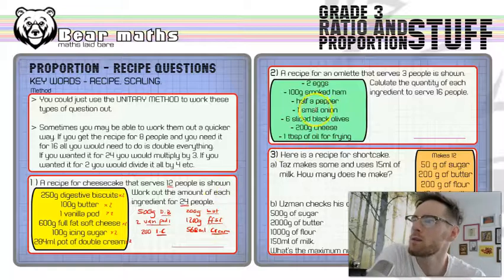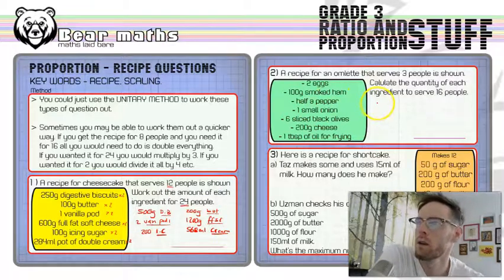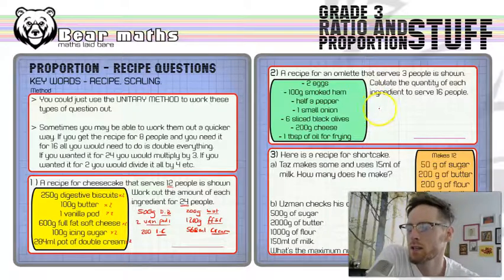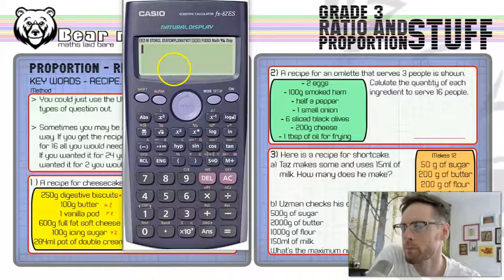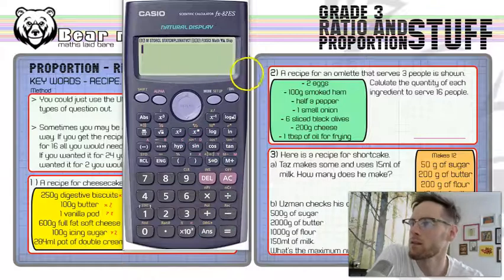Now, number 2, we've got a recipe for an omelette that serves 3 people and is shown. Calculate the quantity of each ingredient to serve 16 people. Now this is slightly awkward, right? What I'm going to do, just pause video, get the calculator. Magic. Now, there it is. We're going to use the calculator.